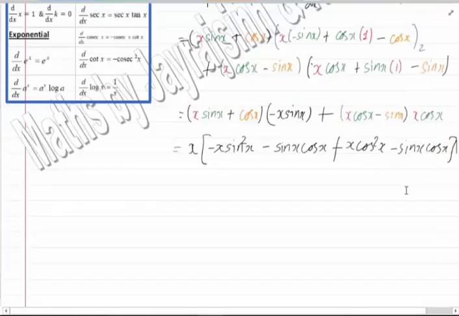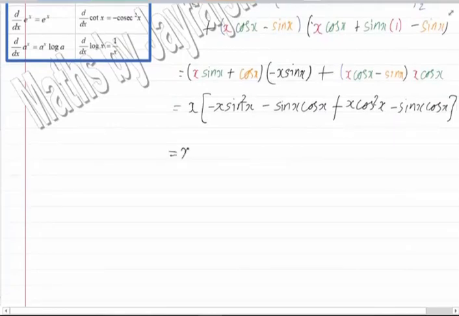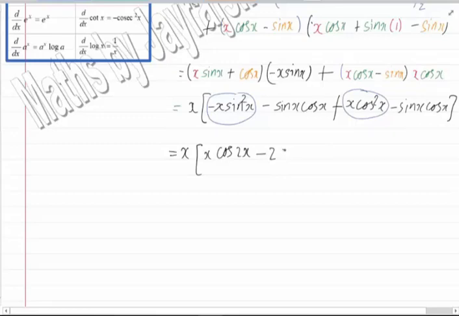Okay, so here you can see we can take x common from this and third term, right? So it will give us cos square x minus sin square x, which will become cos 2x, and minus sin x minus sin x cos x minus sin x cos x will become minus 2 times sin x cos x. If you want, you can say it is sin 2x. Okay, so here we will get our final and simplest answer. Ta-da!